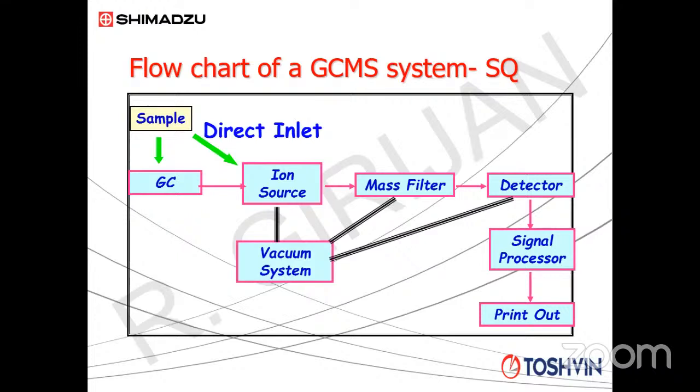And this detector is going to give a signal, and that will be processed by your PC, and you get an output. That output is your mass spectrum. So that mass spectrum becomes the basis for the identification of the compound. So this is a normal flow chart of a single quadrupole GCMS system.